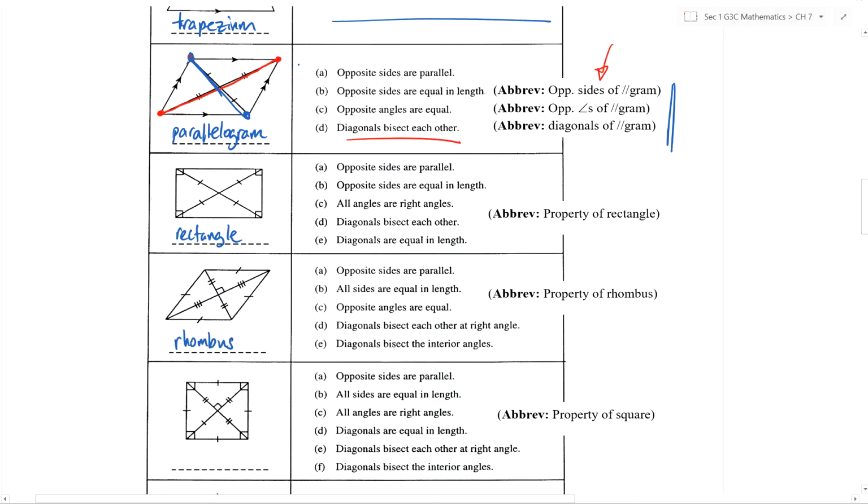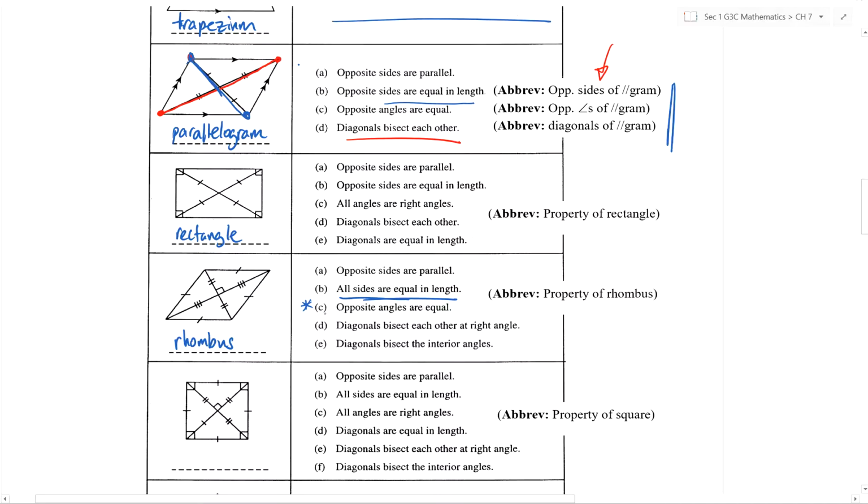A rhombus is like a parallelogram, but there are a few other properties. That is, all sides are equal in length. So if you compare that to a parallelogram, only the opposite sides are equal. But for the rhombus, all of the sides are equal in length. And again, opposite angles are equal. Take note that not all angles are equal. Only opposite angles are equal.